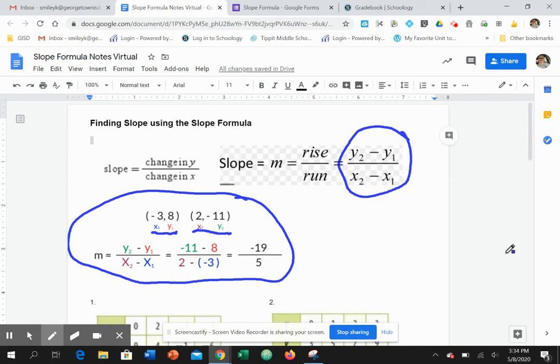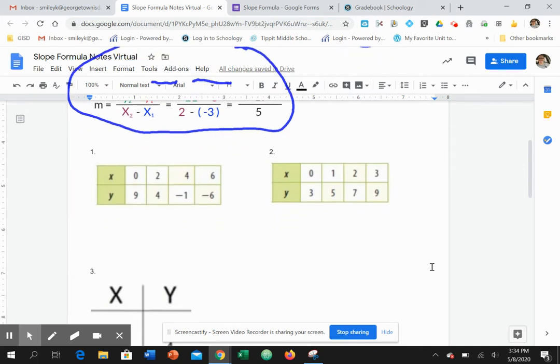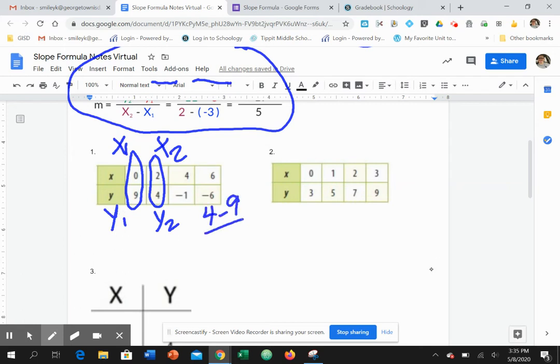Next, let's do a couple of problems together. You're going to be given a table or you're going to be given coordinates. In a table, choose two of the points to use. So this is one coordinate and this is another one. If you need to, write them out like the example right above, okay? But this will be my x1 and this will be my x2. This is my y2 and my y1. So I have 4 minus 9 over 2 minus 0.